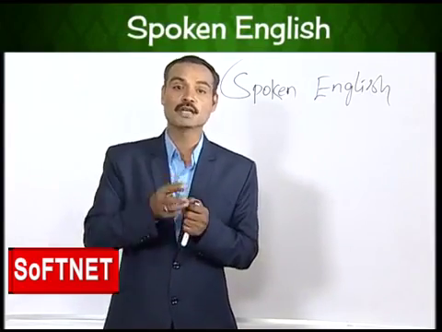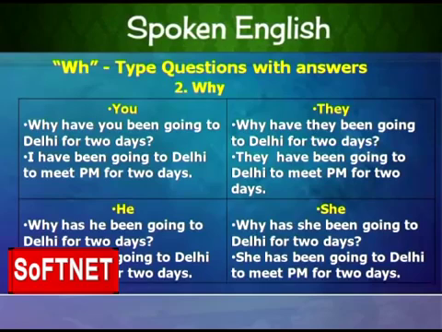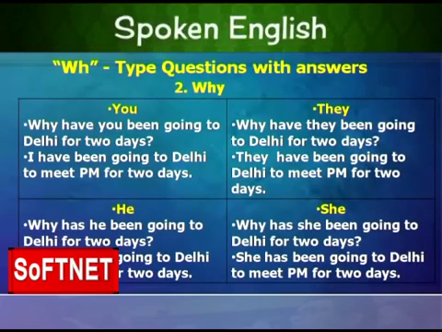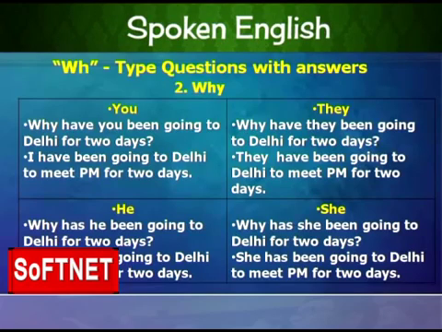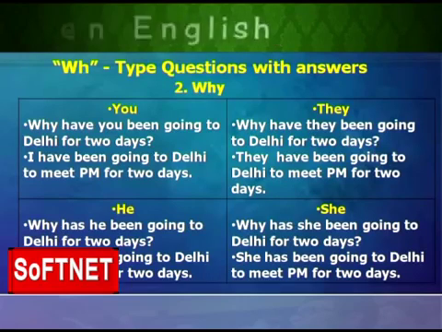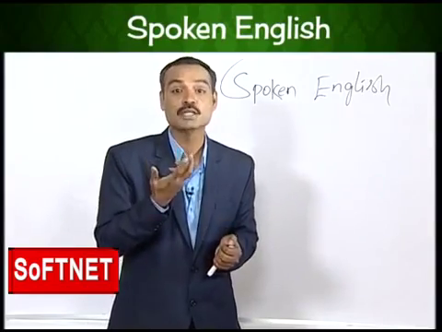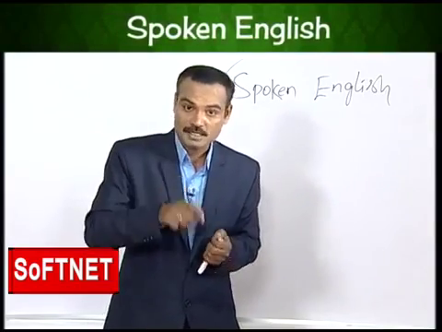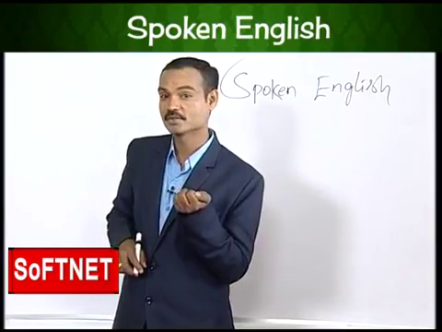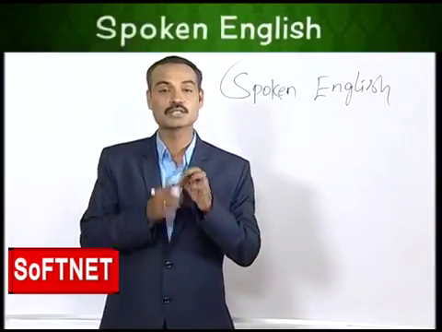For example, I know where you have been going. For example, you have been going to Delhi, but I don't know the reason why you have been going to Delhi. So that's why I am using the questions with why. If I don't know the place, I should ask the question with where. Where have you been going for 2 days? If I know the place, I should ask for the reason why. So in this table we are going to learn the reasons.